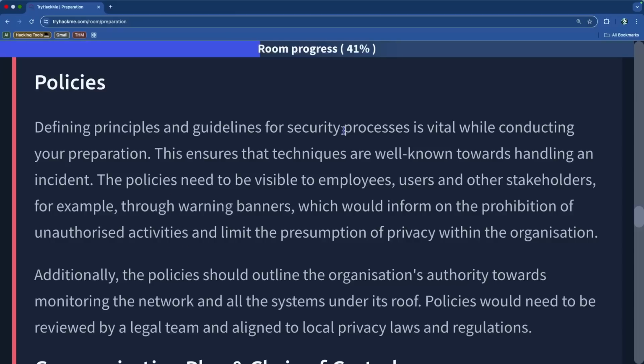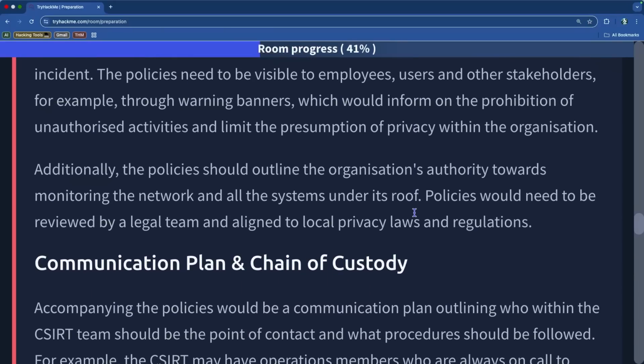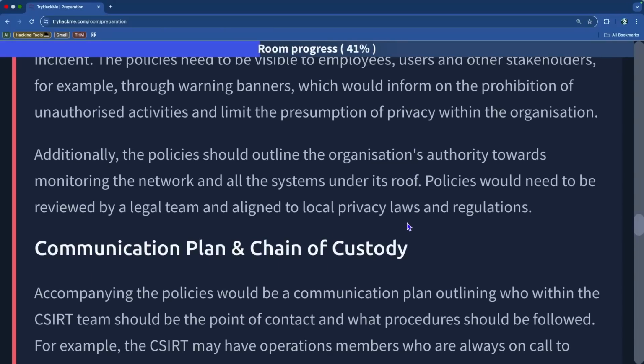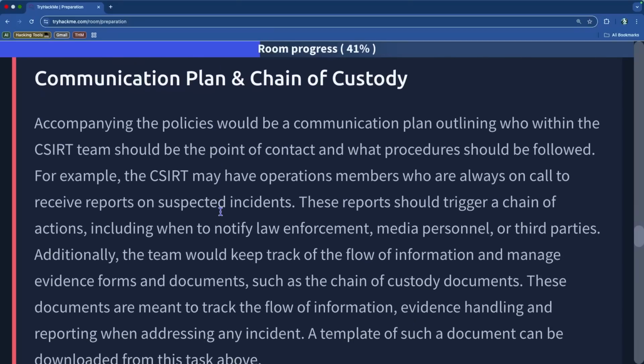Defining principles and guidelines for security processes is vital while conducting the preparation. This ensures that techniques are well known towards handling an incident. It needs to be visible to employees, users, and other stakeholders, for example, through warning banners, which would inform on the prohibition of unauthorized activities and limit the presumption of privacy within the organization. The policy should outline the organization's authority towards monitoring the network and all the systems under its roof. Policies would need to be reviewed by a legal team and aligned to local privacy laws and regulations.